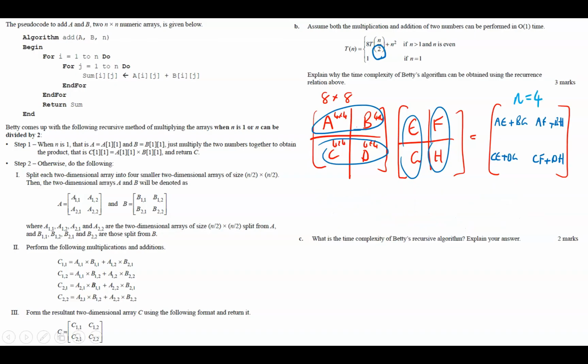Now, the trickier part to work out here is why is it n squared? Now, the n squared is what's happening outside each of the loops, each of the multiplications. It's actually the addition, and the clue for that is this bit down here. So let's say we had an 8 by 8 matrix. So we started out with n being 8, and then we split that into 2 4 by 4 matrices.